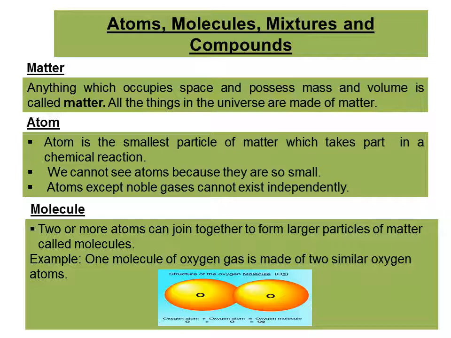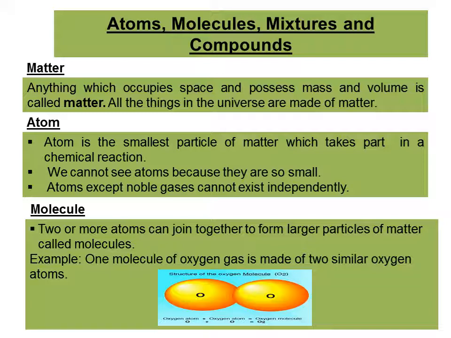Dear students, we cannot see atoms because they are so small. It is not like a cell in the living organism that can be seen under a light microscope or electron microscope. Atom is such a smallest particle that cannot be seen even with the electron microscope. But different theories have been given about the structure of atoms.